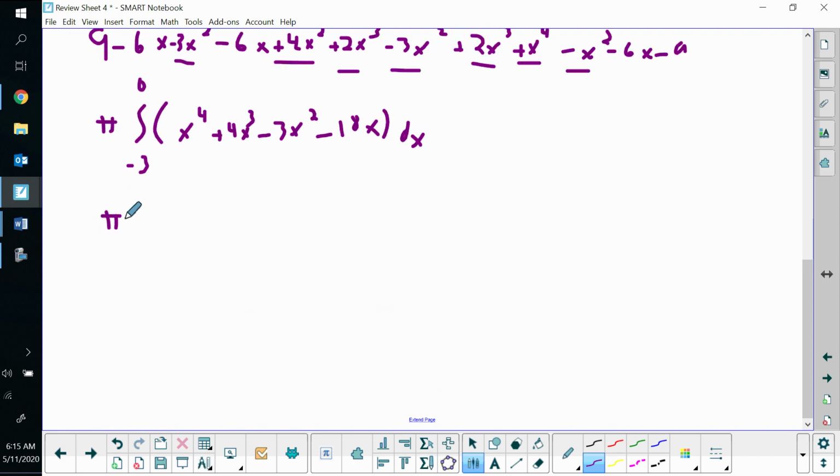So we are ready for our antiderivative. 1/5 x to the 5th plus x to the 4th minus x cubed minus 9x squared. And that's going from negative 3 to 0.